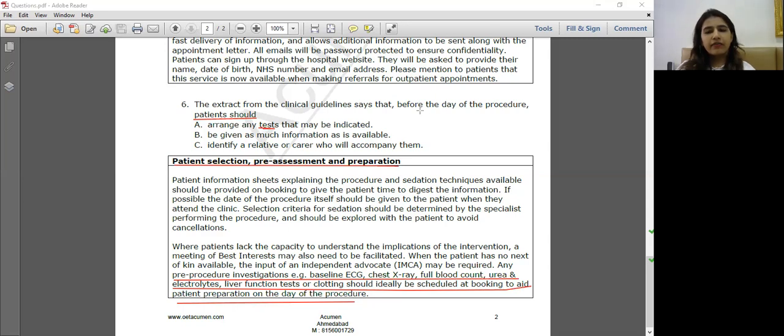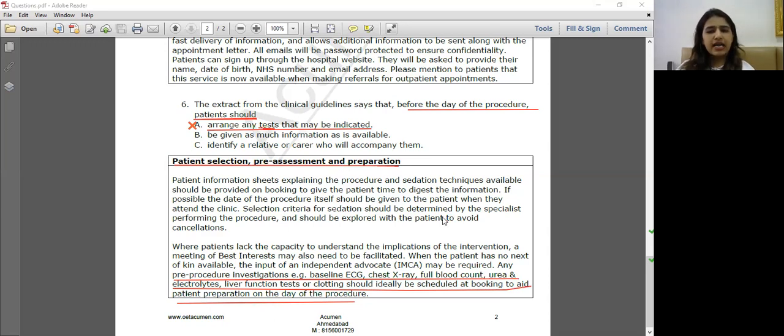But if this is a sentence completion task, basically it says patients should. So if I select this and read it fully, it may mean that the patients should arrange. And that is why it is wrong. It is the healthcare professional who needs to arrange. Then nothing is given about the carer as such.